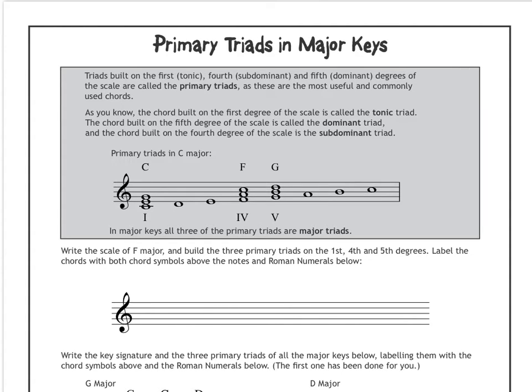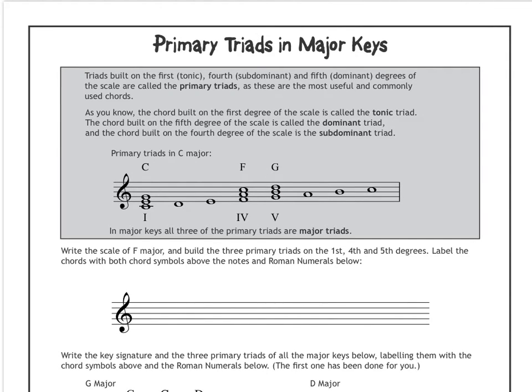Now, as we talked about briefly in the last lesson, you can see how we label these triads. Here's the tonic triad. So we put a number 1 because it's a triad built on the first note of the scale, or a C chord. The chord built on the fourth note of the scale, we put a Roman numeral 4, or an F chord. And in the key of C major, the triad built on the dominant is a 5 chord, and we put an uppercase G because this is a triad built on the note G.